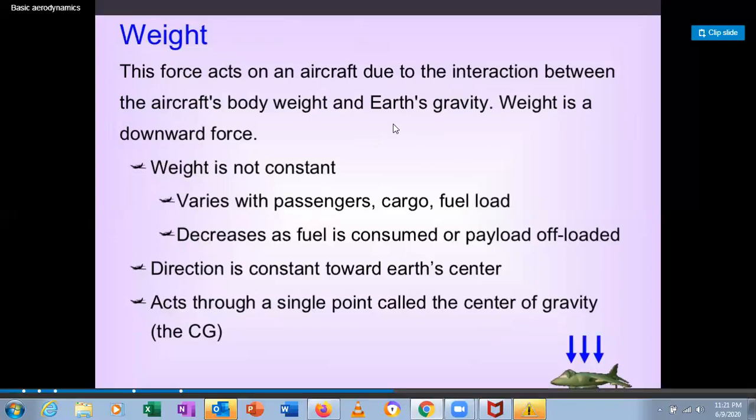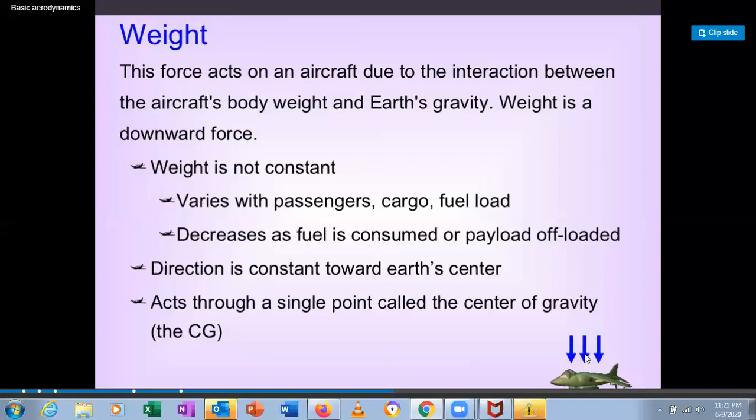Remember, W naught is equal to W crew plus W payload plus W fuel plus W empty. That means the crew weight, the people on board the aircraft, then the cargo or load we are carrying, which is called the useful payload, and the empty weight as well as the fuel weight. Weight decreases as fuel is consumed or payload is offloaded. Its direction is constant towards the Earth's center, and it acts through a single point called the center of gravity, the CG.